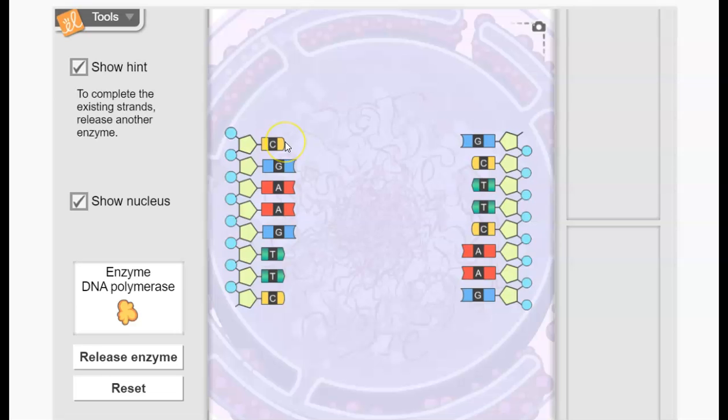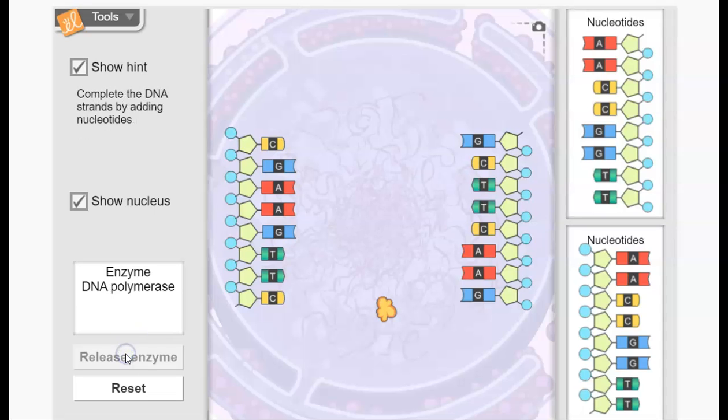So this one used to be attached to this guanine. Now I need to bring in a new guanine and put it here. This guanine used to be attached to the cytosine, so I need to bring in a new cytosine and put it here and do the same thing to the other side. So DNA polymerase is sort of the ferry that brings in the new nitrogenous bases. So I'll release the DNA polymerase, and it will help me. Of course, it's not going to do it for me, right? It's going to help me put it together.